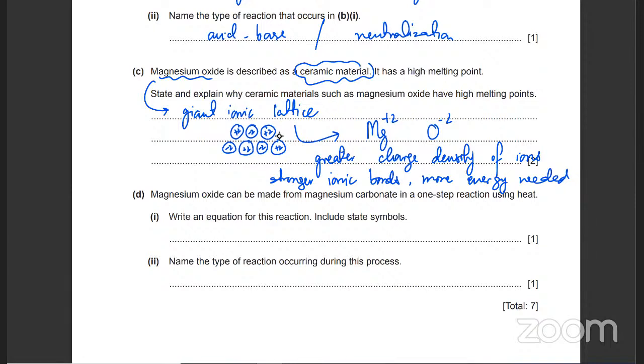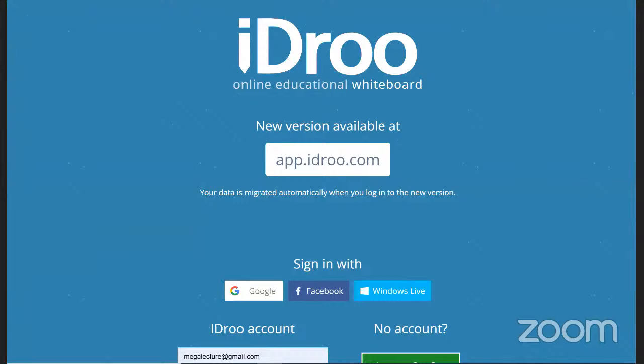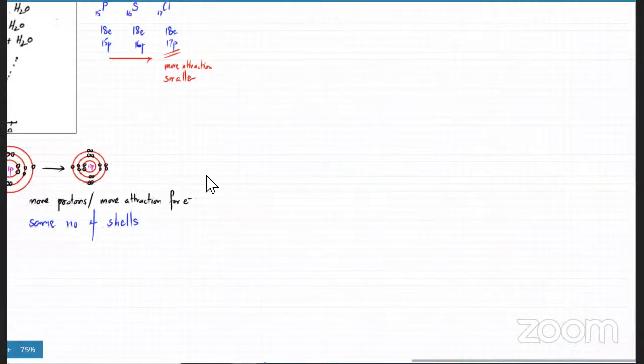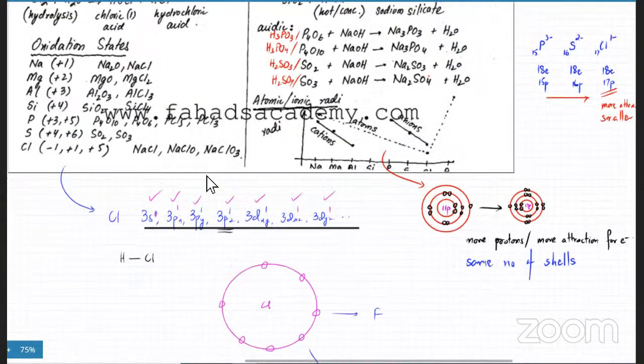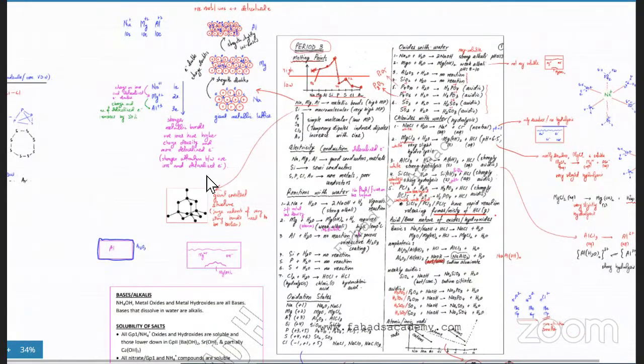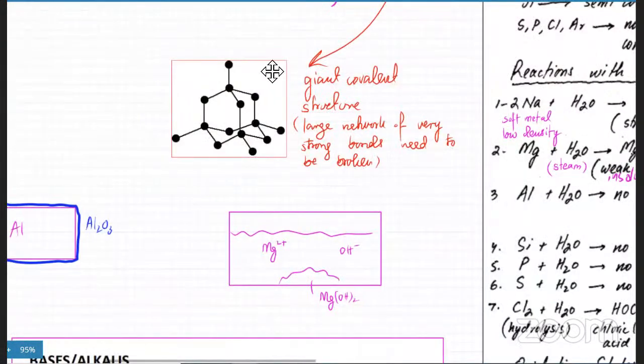Remember, ionic compounds are strong, but some of them like aluminum oxide and magnesium oxide are very, very strong. The reason for the extra strength is that they're smaller in size and the charge is greater, so the attraction between the ions is a lot stronger. The same question could come up about silicon dioxide, which is also a ceramic material. But in that case, the explanation is different: silicon dioxide has a giant covalent structure, where Si is bonded to oxygens and oxygen is bonded to silicon. There's a large network of very strong covalent bonds. So that's the reasoning behind that.